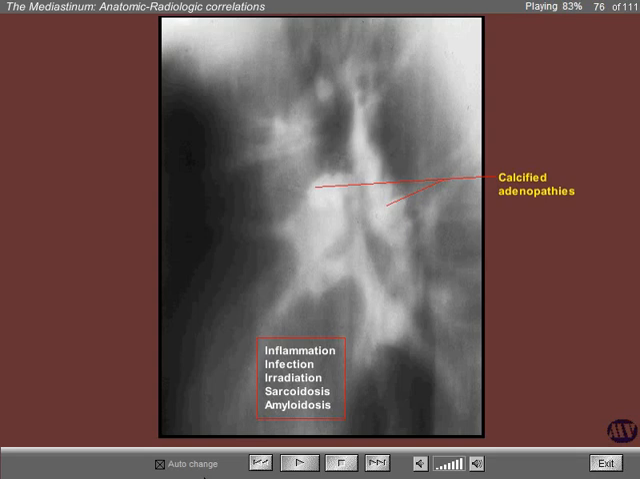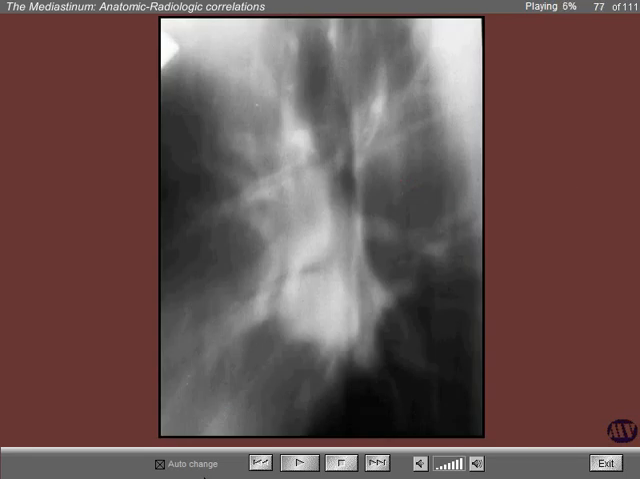Following irradiation, calcification of nodes can occur. Rarely, sarcoidosis and amyloidosis can produce calcified nodes. In this lateral tomogram, we note an adenopathy that displays a bronchus. This is one of the bronchial manifestations of enlarged nodes.